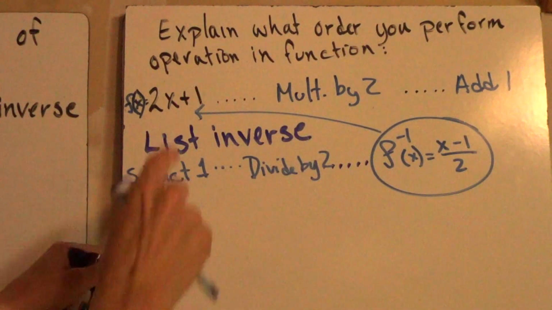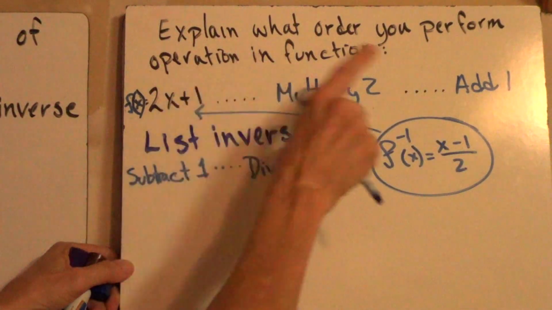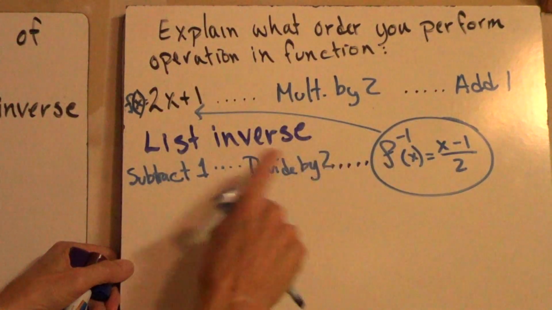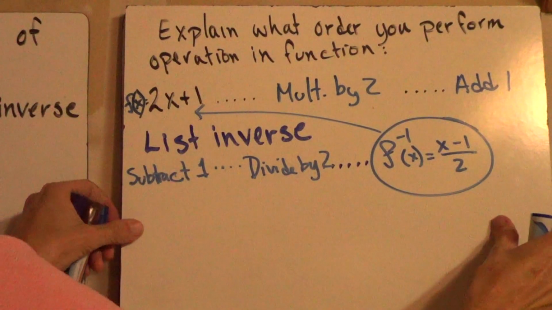So that's one way you can get it. Just go through order of operations. What you would be doing is you plug in, and then go the inverse of that and the inverse operation as well.